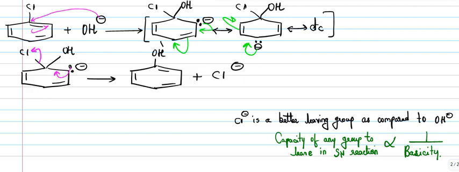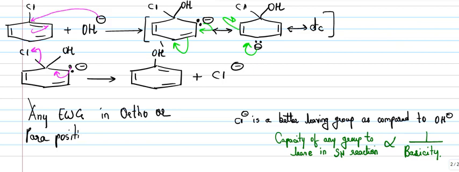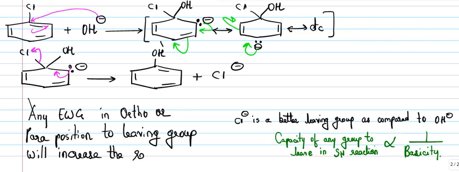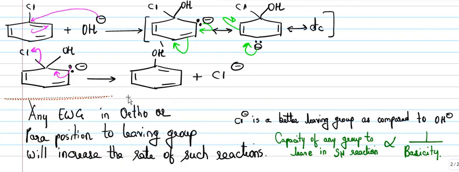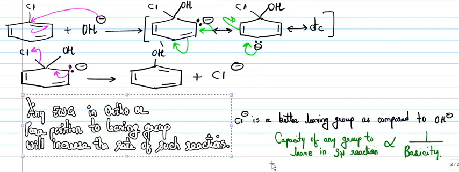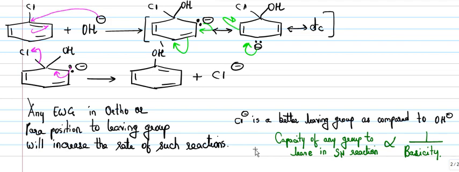Remember one thing, in such SNAr reactions, any electron withdrawing group in ortho or para position to the leaving group will increase the rate of such reactions. Remember this. So by putting some electron withdrawing groups here, you can always increase the rate of such reactions. So this was the first process. We have phenol produced by Dow's process.